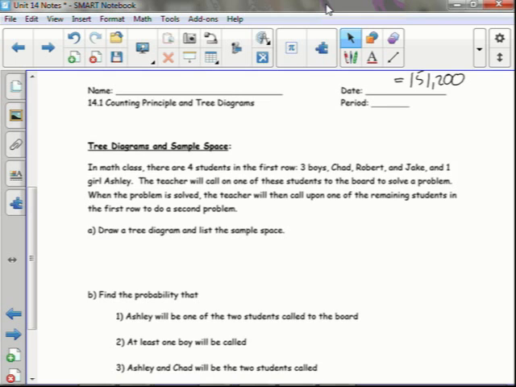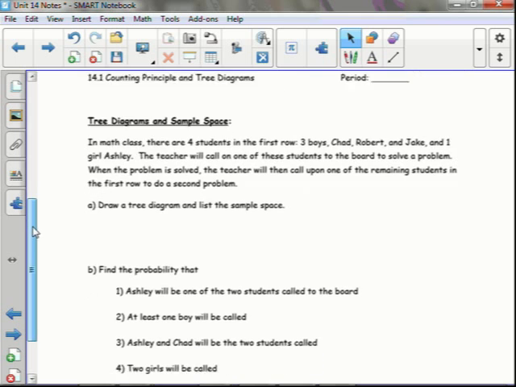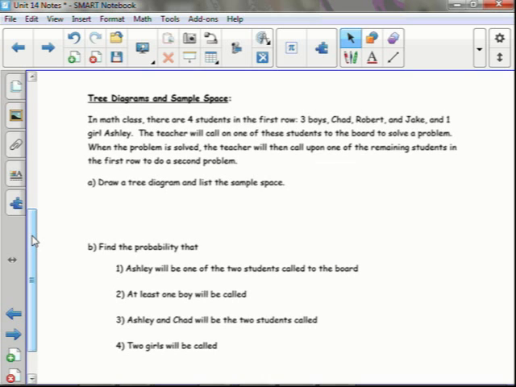And this is a pretty straightforward concept, but it is often asked on our Regents exam. So we'll just go through it here.